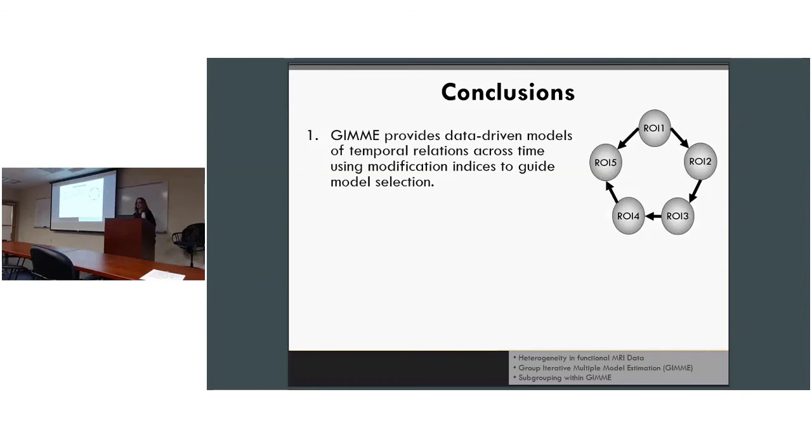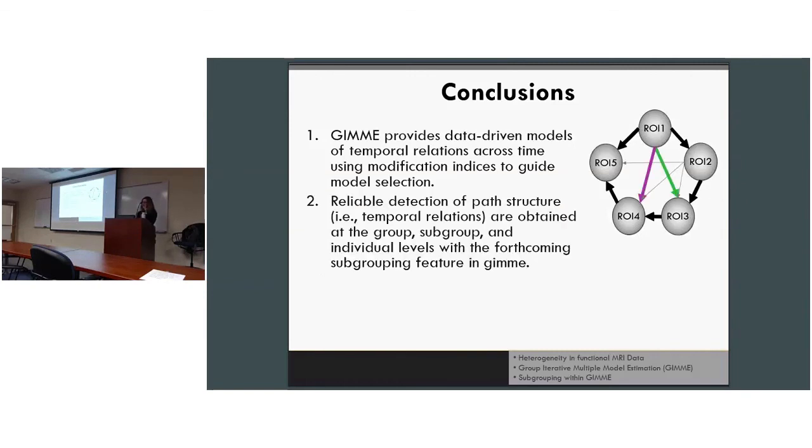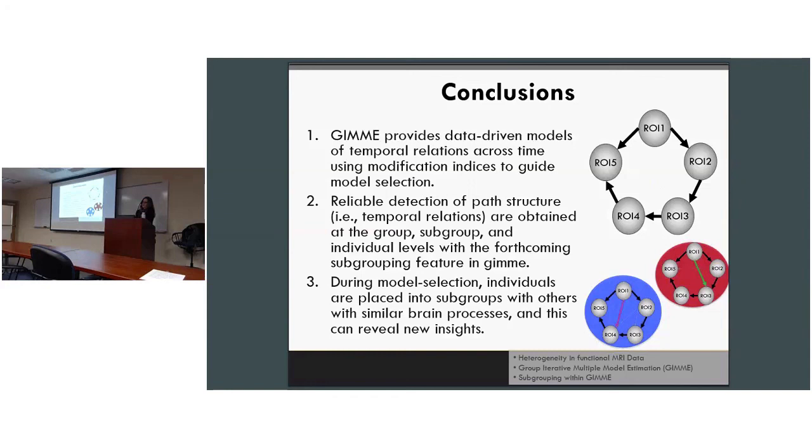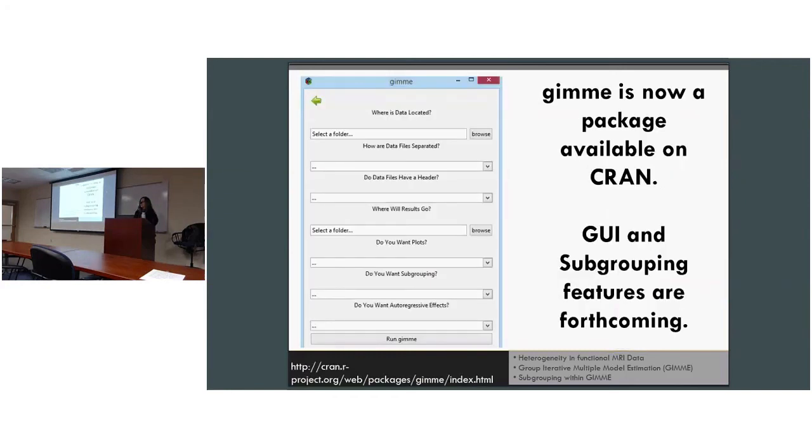So GIMI provides data-driven models of temporal relations. We can now get subgroup and individual level paths. And during model selection, individuals are placed into subgroups, and this can reveal new things, hopefully. As I mentioned, it's now on CRAN, so there's no need for MATLAB and LISREL. But these two features, the GUI and subgrouping, are not in the CRAN package yet.